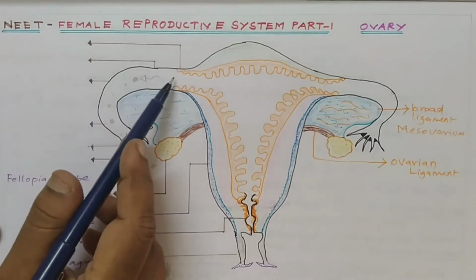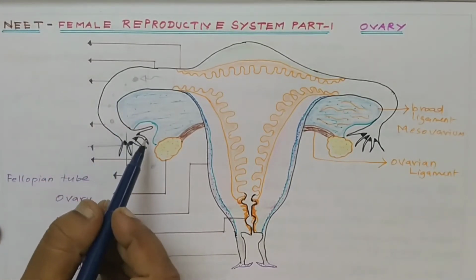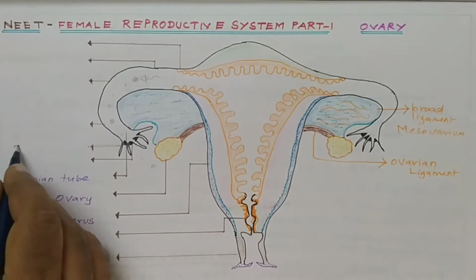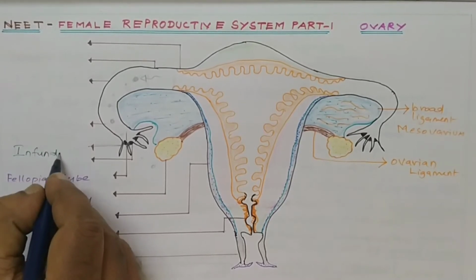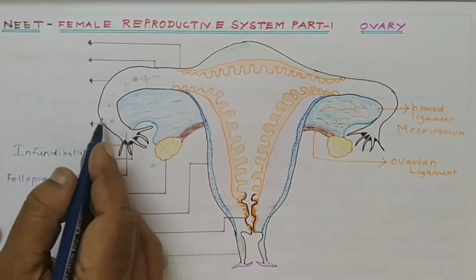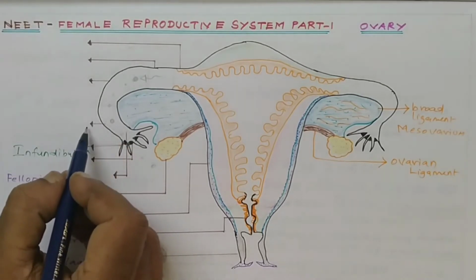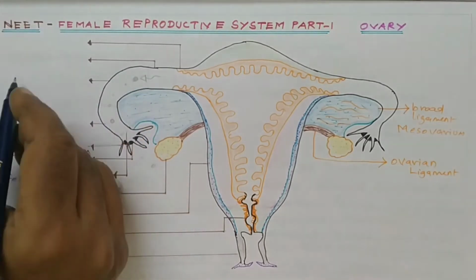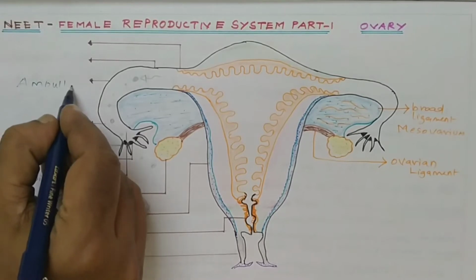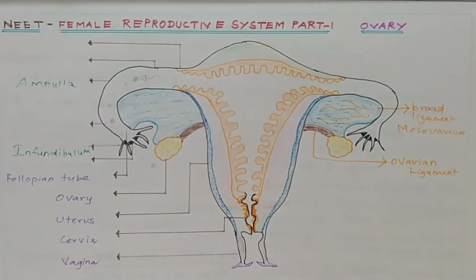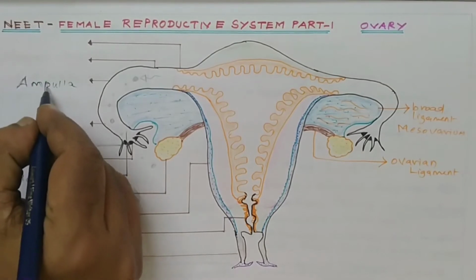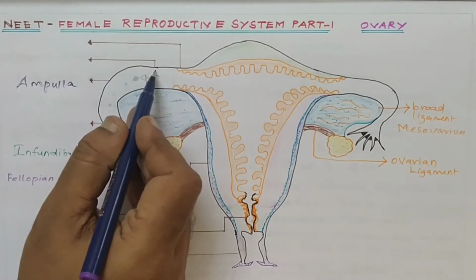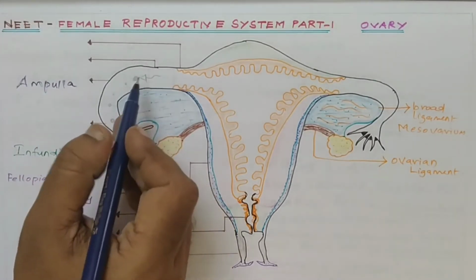Now the parts of the fallopian tube. The terminal part means the lateral part. The last part of the fallopian tube is termed the infundibulum. This part is the infundibulum. Medial to the infundibulum, I mean the previous part to the infundibulum, is termed the ampulla. And medial to the ampulla, I mean the next to the ampulla part, is termed the isthmus.